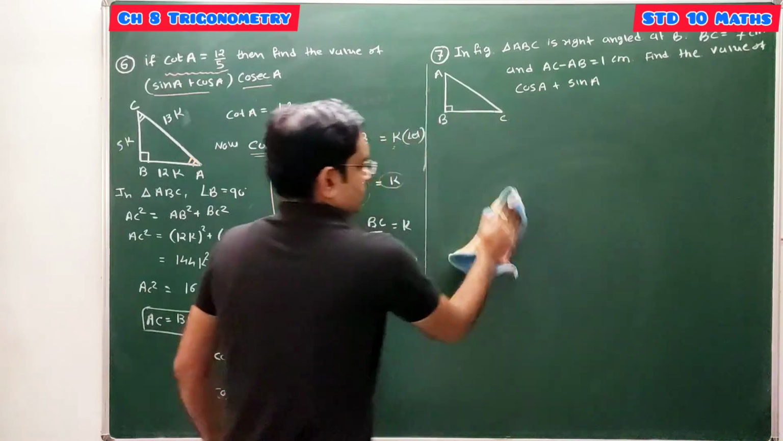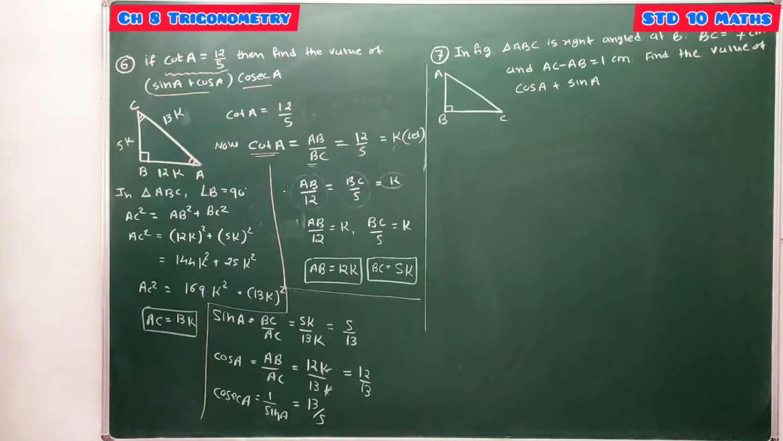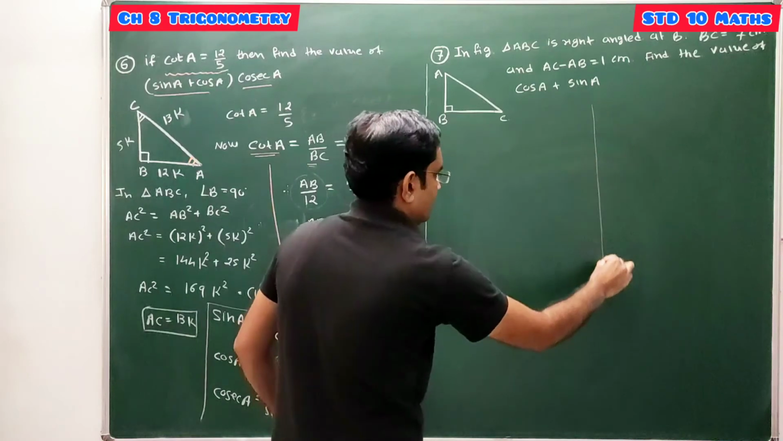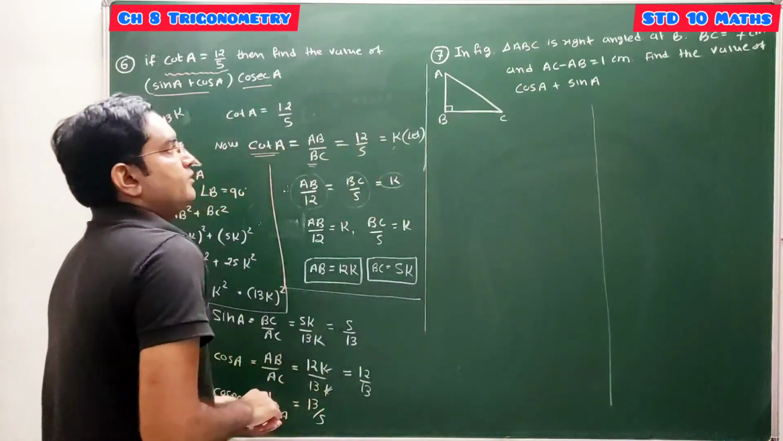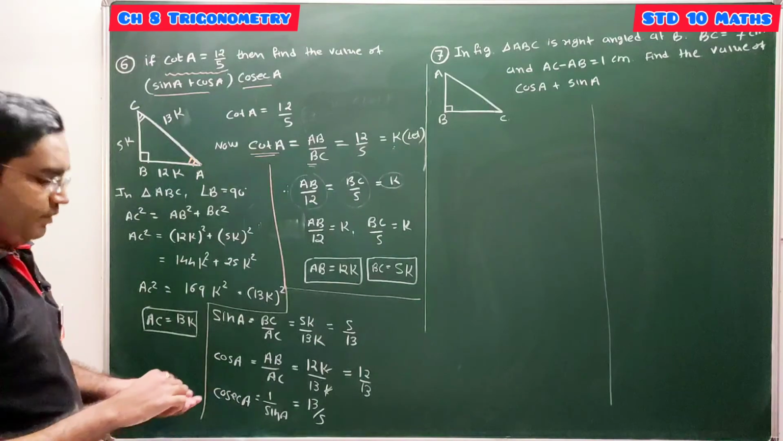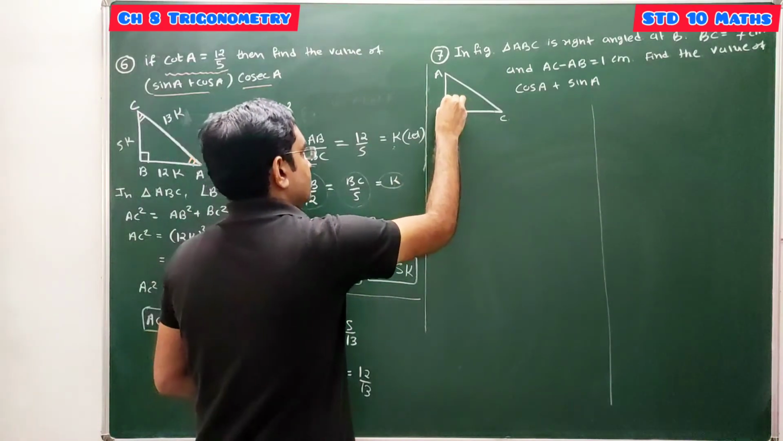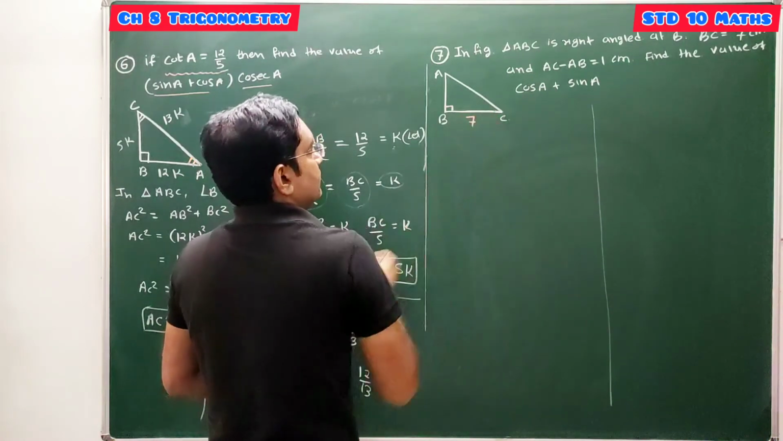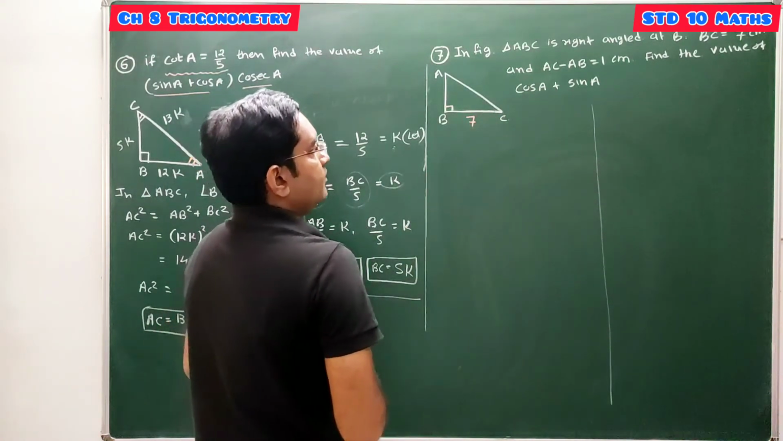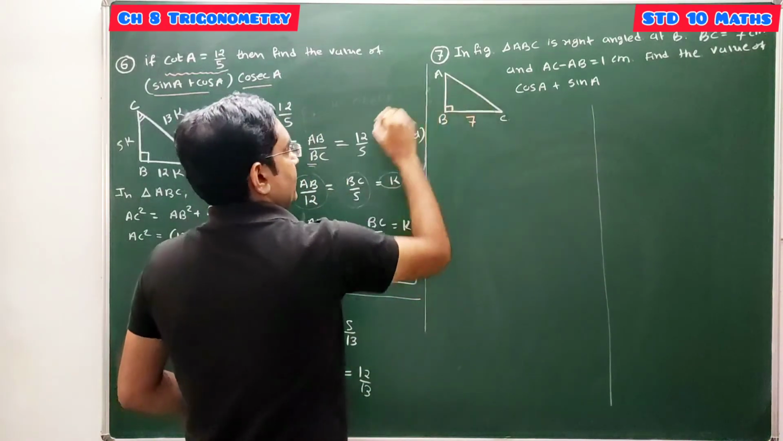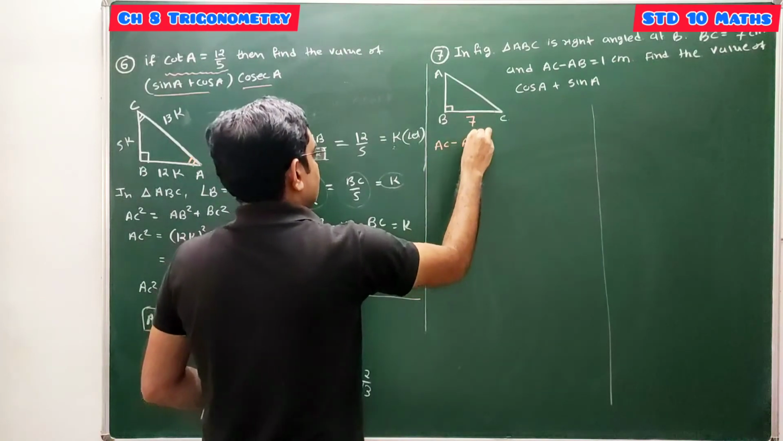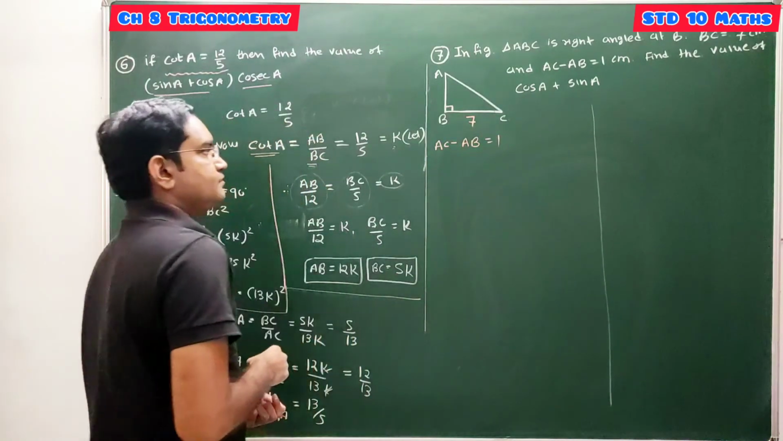Now question number 7. So here, in the figure, triangle ABC is right angled at B. So right angle triangle ABC is given. BC equals 7 centimeters, the length of this side is 7 centimeters, and AC minus AB is 1. So the difference of these two sides is given. What we are given: AC minus AB equals 1.